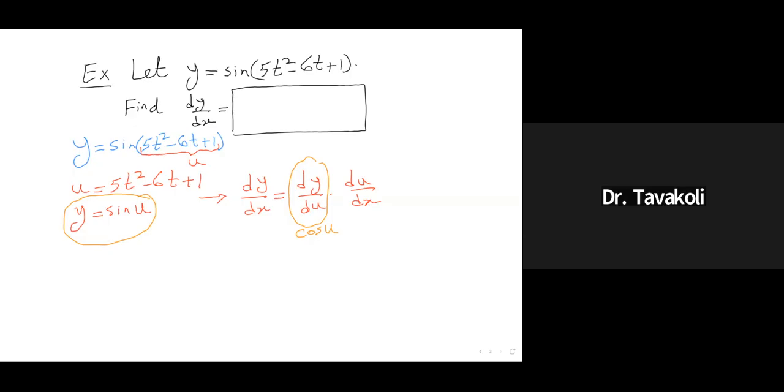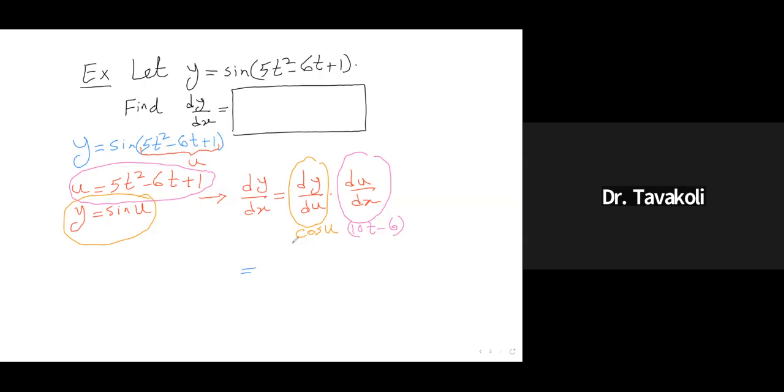How about the other part? The derivative of u with respect to x. u is 5t squared minus 6t plus 1. We know how to deal with the derivative of polynomials. That's going to be 10t minus 6. Now we are ready to get to the final stage of this solution.